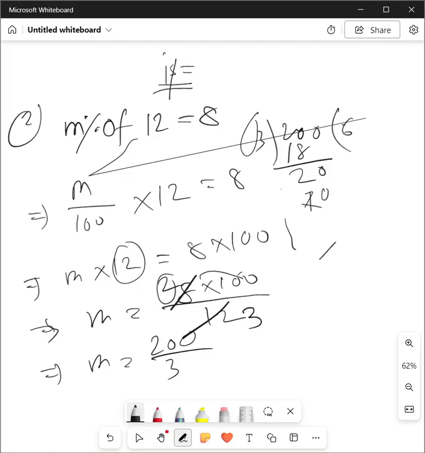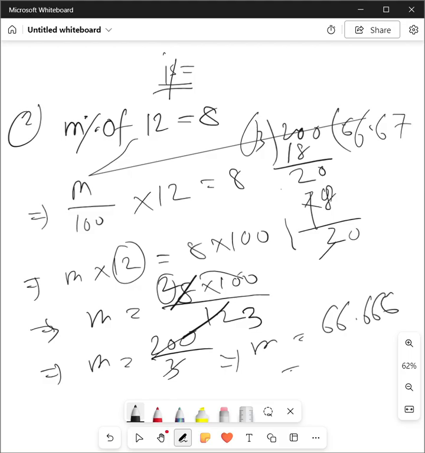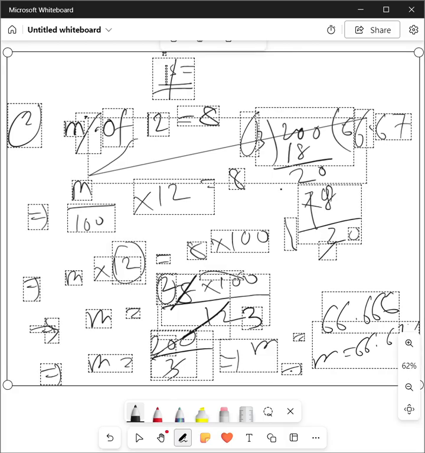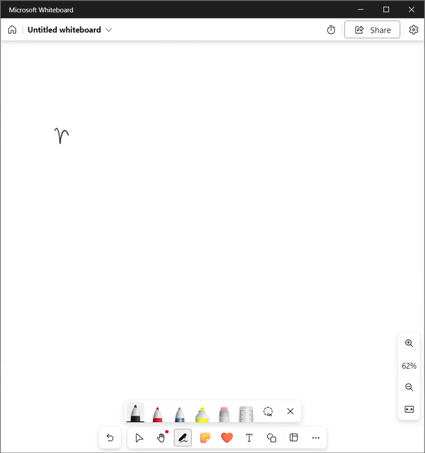It will give us 18, and we know that 2 remains, then the decimal point will come, and it will continuously give us the value 6. So our value would be m equal to 66.666. So we can write it up like m is equal to 66.67 percent. Let's erase the whole part and write it here: m is equal to 66.67%. So this is our m value.